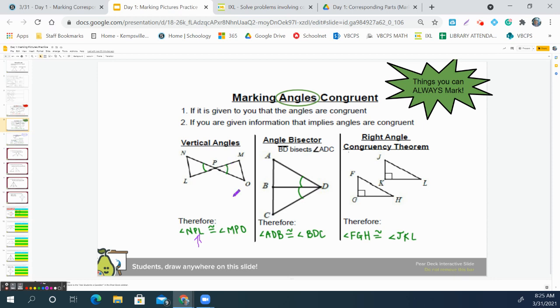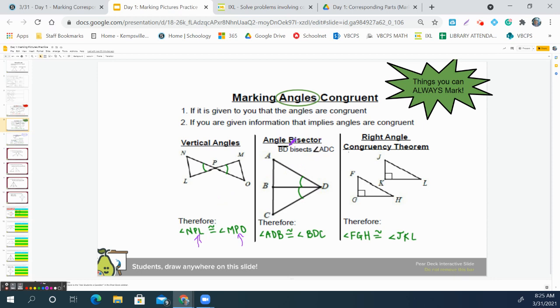Then I've got P on the right side. I'm still looking for P. That's my vertex. That's my angle. The M and the O are contrasting it to the left side. So M and O are on the right side. So I'm talking about the P angle on the right side. MPO. Okay, that's my vertex. Vertical angles, you always have an angle that's the same.